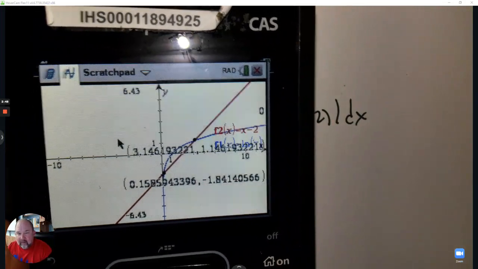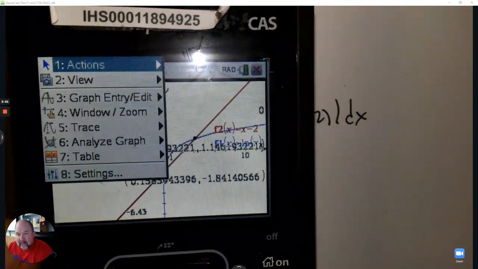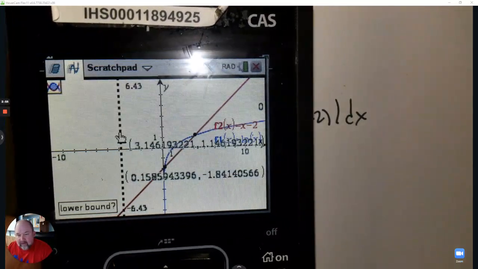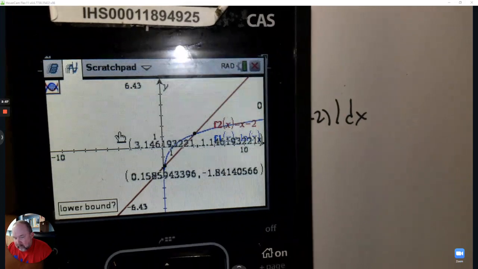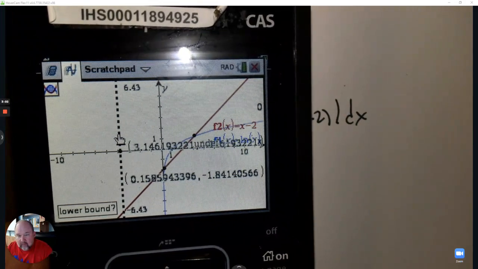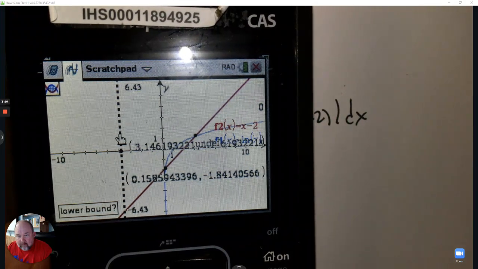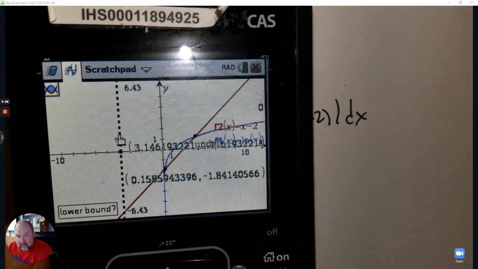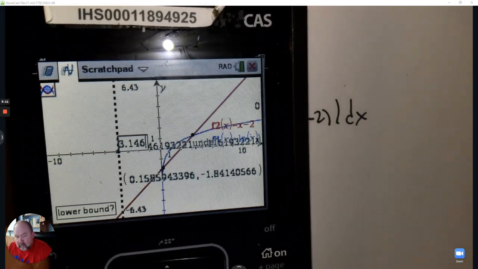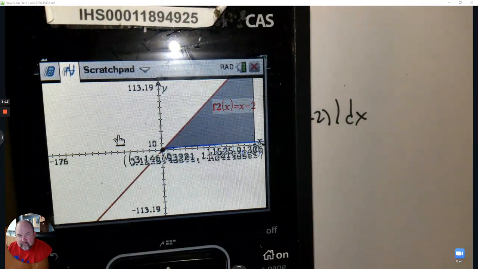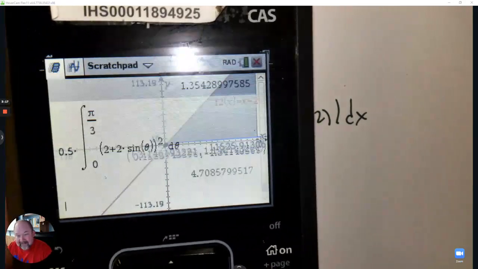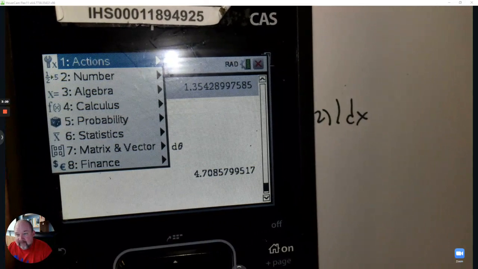I just did a standard window there. Now let's try again. Menu, analyze, bounded area. And it says the lower bound. So you type in 0.158. And then the upper bound, 3.146. And it's not working. Okay, I'm done. So menu, that's so easy, I'm done. Here, let's do it this way then.